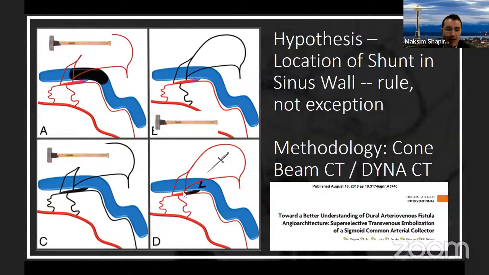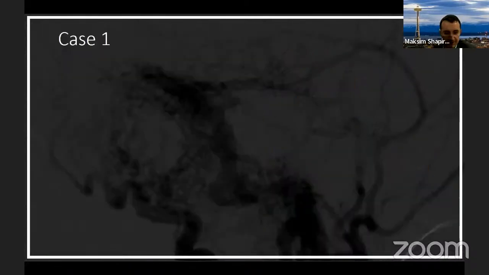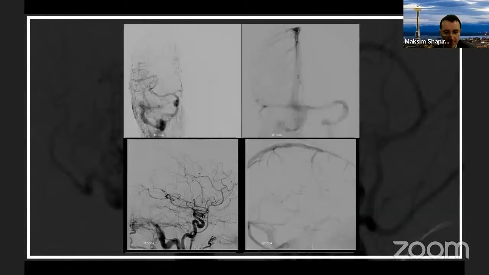The question is really, how common is this? We've seen a couple of cases. I think the real drive is, are we talking about an exception, or is it more the rule? That's really what I think we need to see. So this is a review; you might have seen these cases before. I'll review them briefly, typical dural fistula cases.